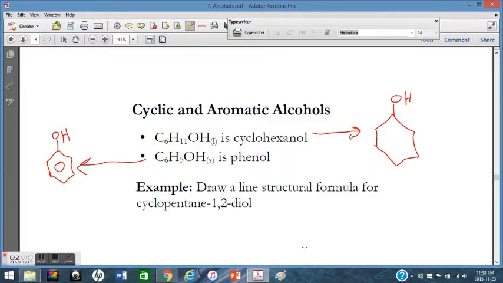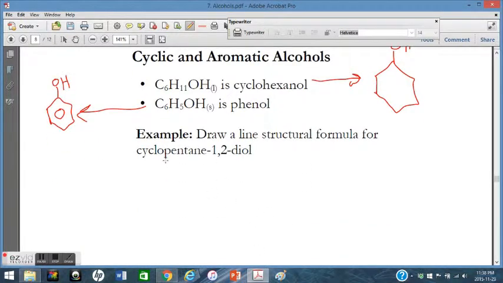So, line structural formula for cyclopentane 1,2-diol. Cyclopentane is going to be 5 in a ring, not quite a circle, I guess. And pick 2 of them. Let's call this one 1. And this one 2. Cyclopentane 1,2-diol.